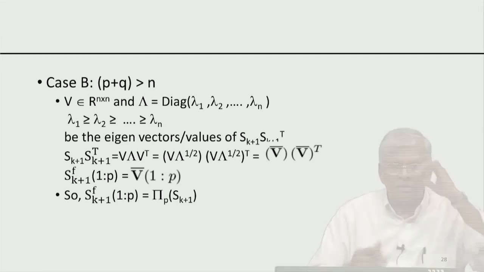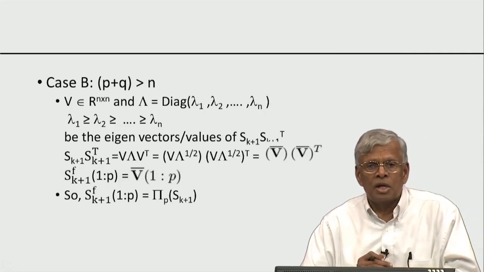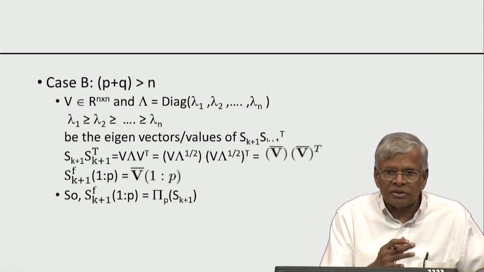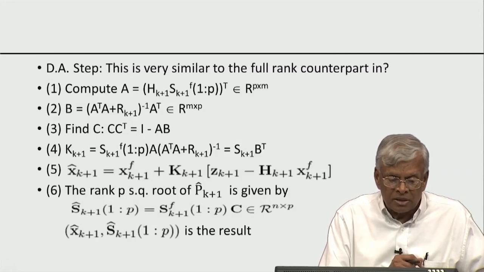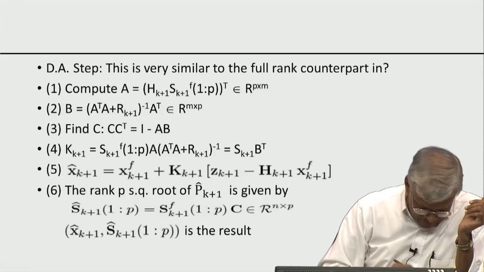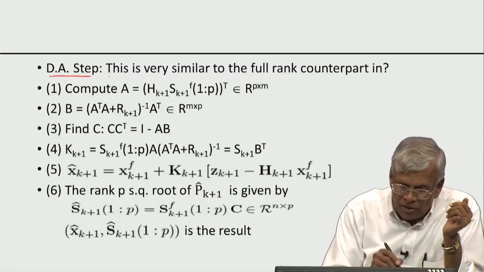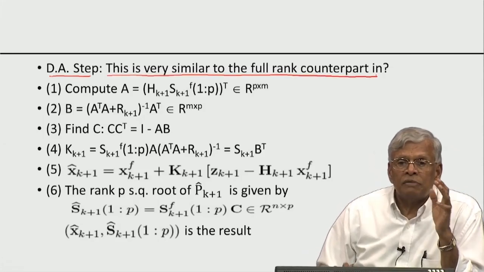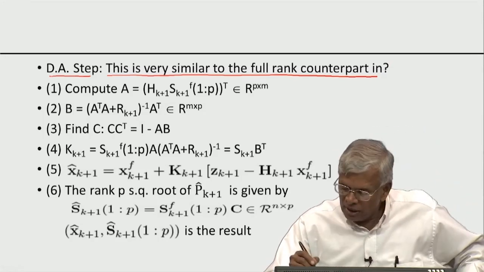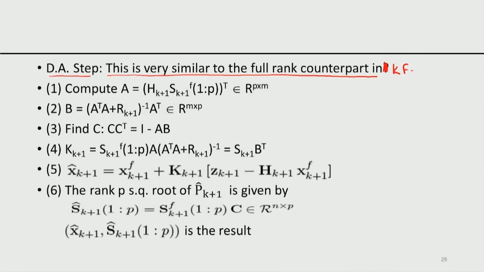Case B is similar. I don't want to go over the detail by reciting the whole thing. I would leave case 2 as an exercise for you. That means I can do the same reduction in the rank by this process. Now I am going to come back to the data simulation step, the last step in this process of reduced rank implementation. So the data simulation step is very similar to the full rank counterpart in the Kalman filter square root version.